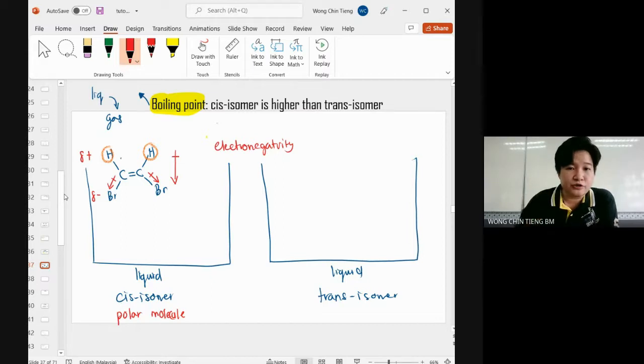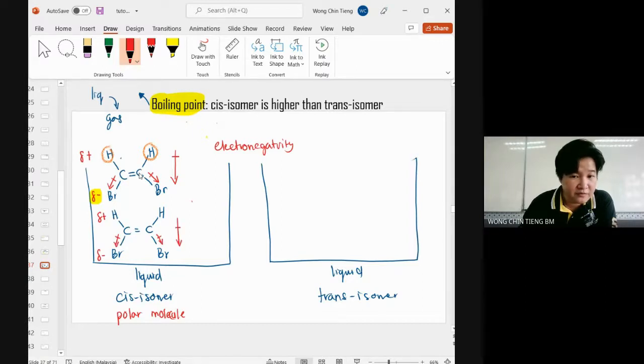Okay, kalau setuju, dalam liquid saya takkan duduk seorang je. Dalam beaker pun liquid betul, saya takkan ada sebiji je, saya akan ada banyak biji. So I will have another cis isomer, where the Br that is partially negative will be attracted to the other hydrogen that is partially positive. I hope you still remember that we have our partially positive over here. That is my partially positive, that is my partially negative due to Br being more electronegative.